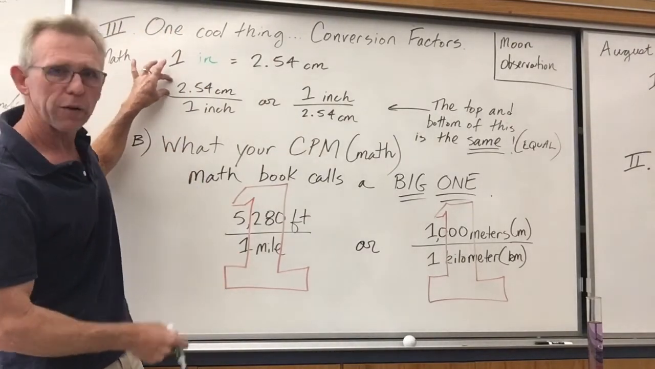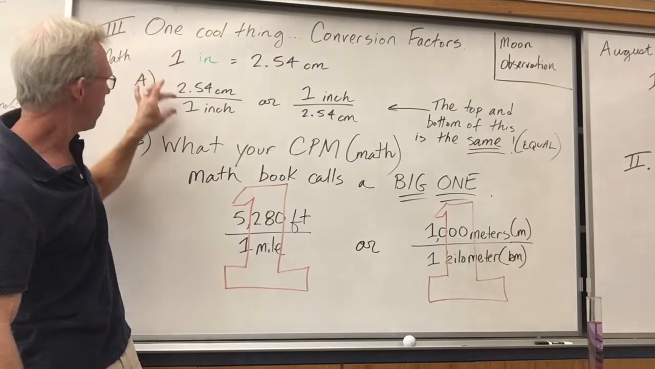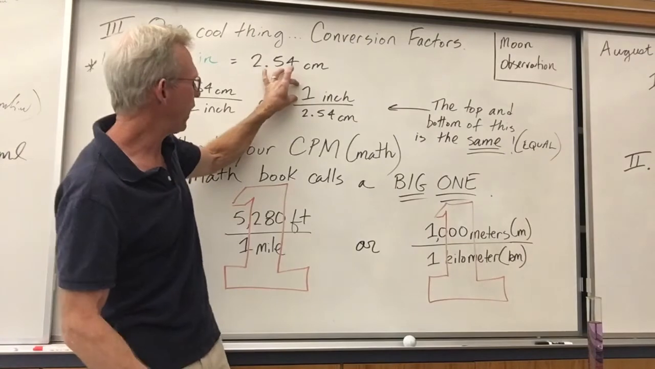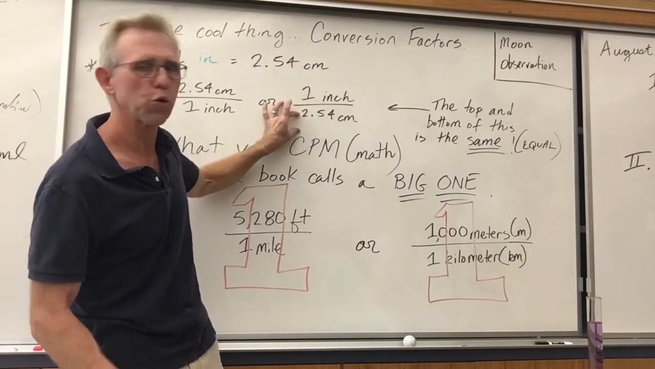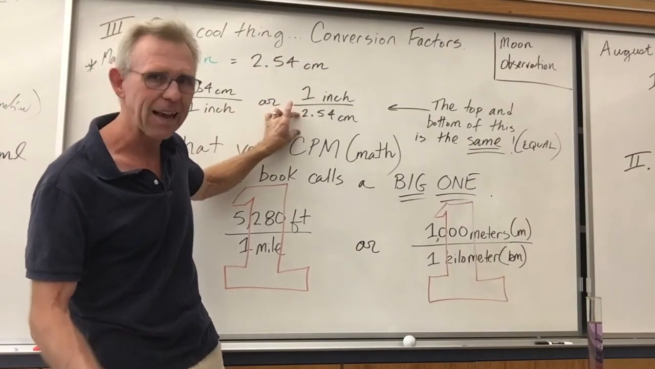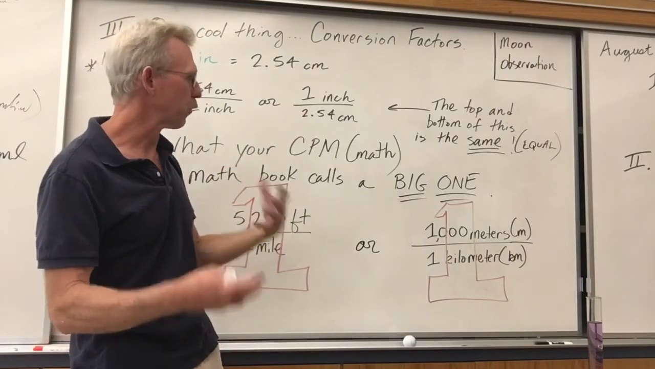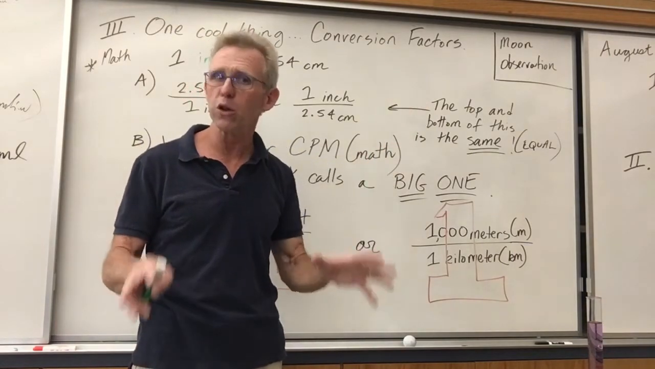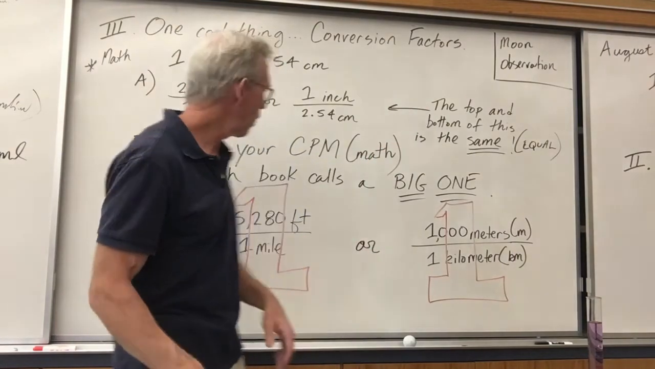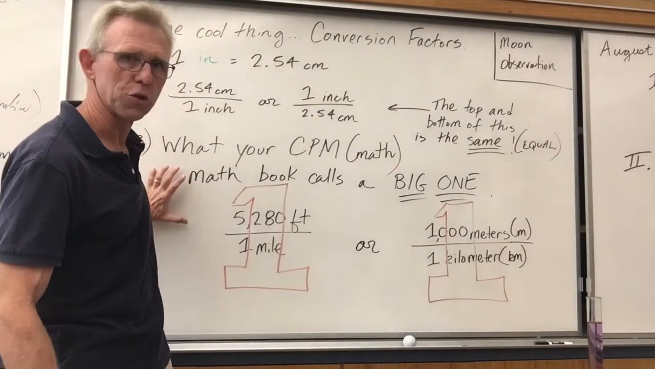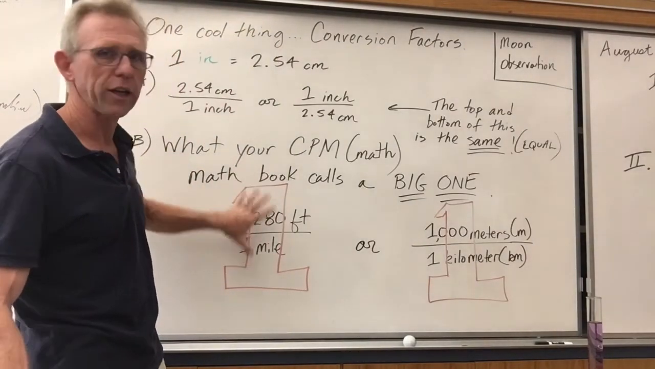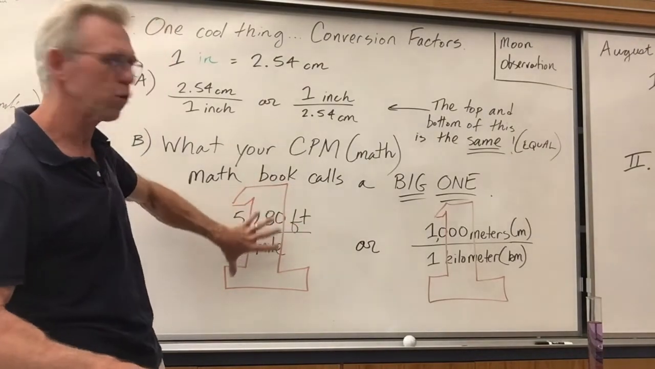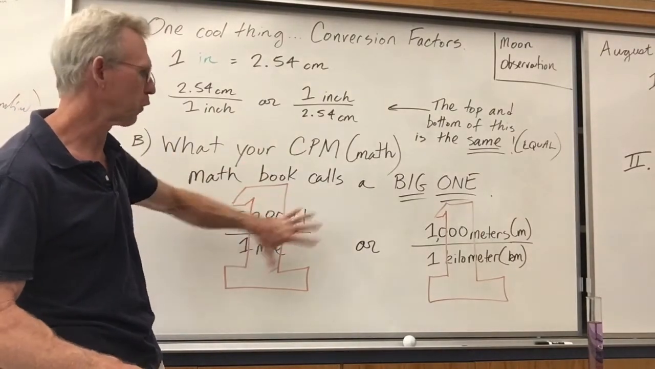If I have 2.54 centimeters at the top of a fraction and 1 inch at the bottom of the fraction, that's the same thing. If I have 1 inch at the top of a fraction and 2.54 centimeters at the bottom of the fraction, that's exactly the same thing. This is called a conversion factor. It's basically just a fraction where the top value and the bottom value, even though they look different, are really the same thing. In your CPM math books, they call this a giant 1. I think they call it a big 1 or a giant 1. When you come across it, they show a big superimposed 1 over conversion factors.